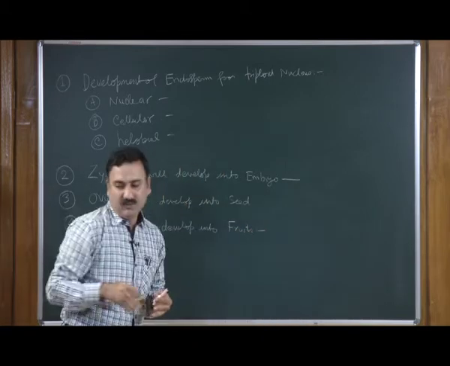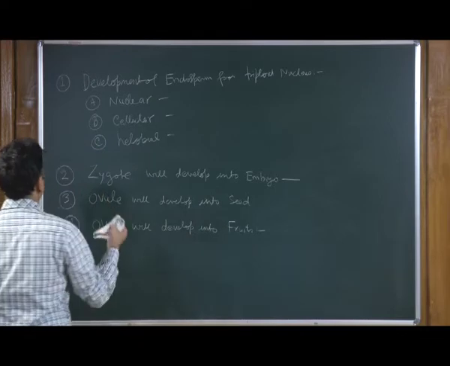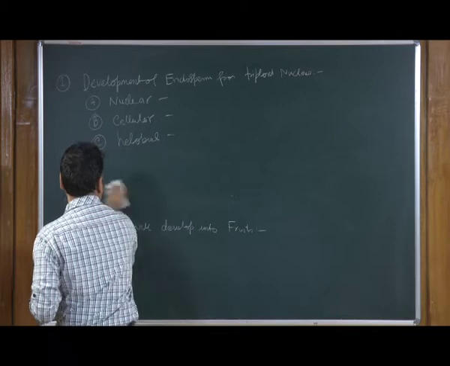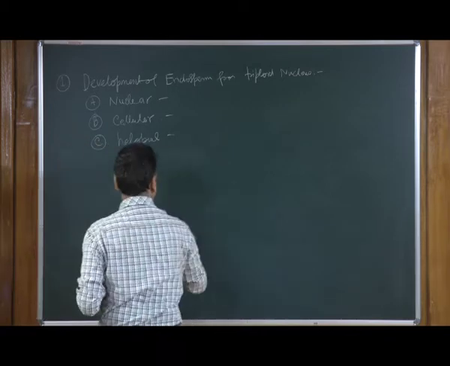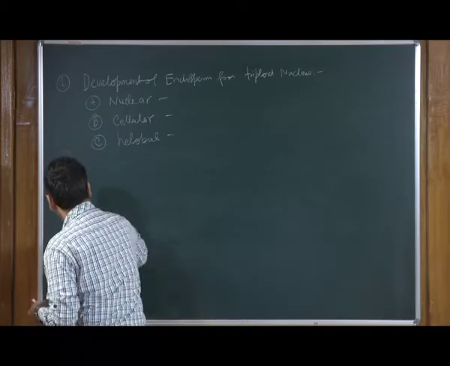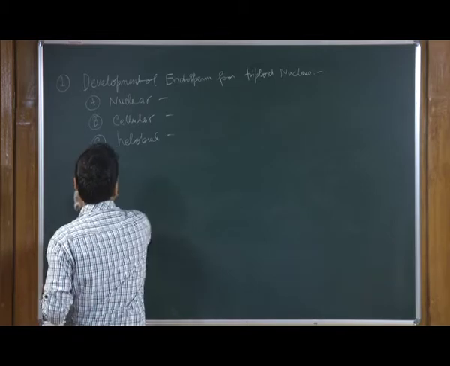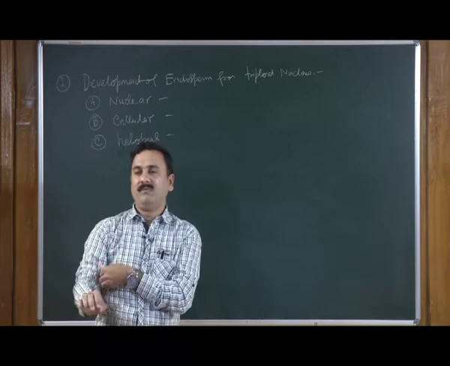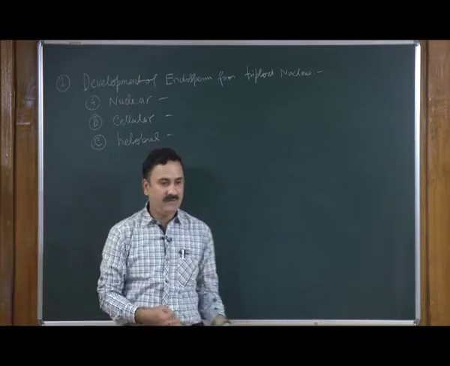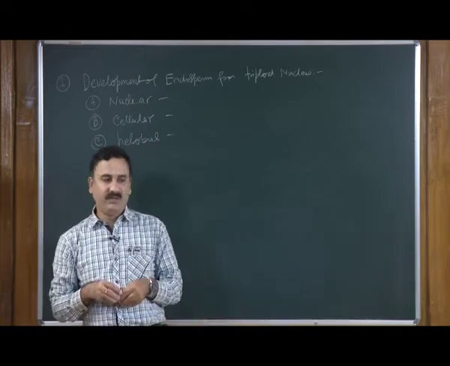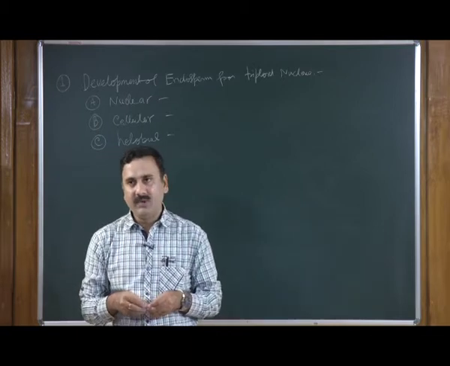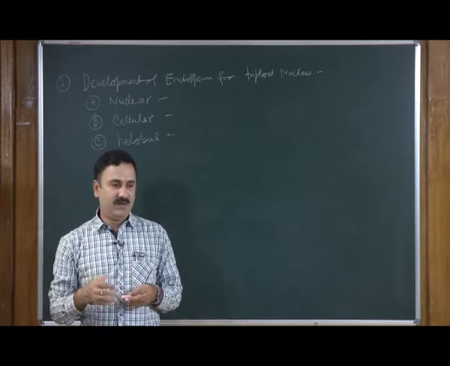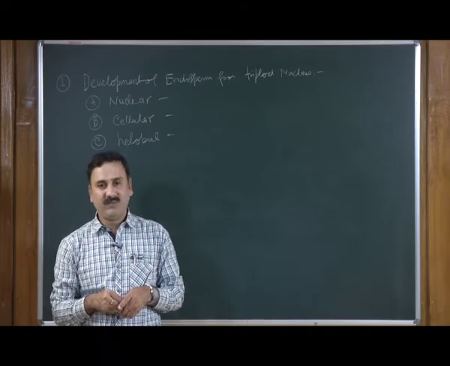Let us start with the first thing, how the endosperm is developed. The function of the endosperm is always to provide nutrition for the developing embryo, and there are three different types of developmental stages possible in the case of endosperm. It could be nuclear, it could be cellular, or it could be helobial. Let us see how these three different modes of endosperm development take place.